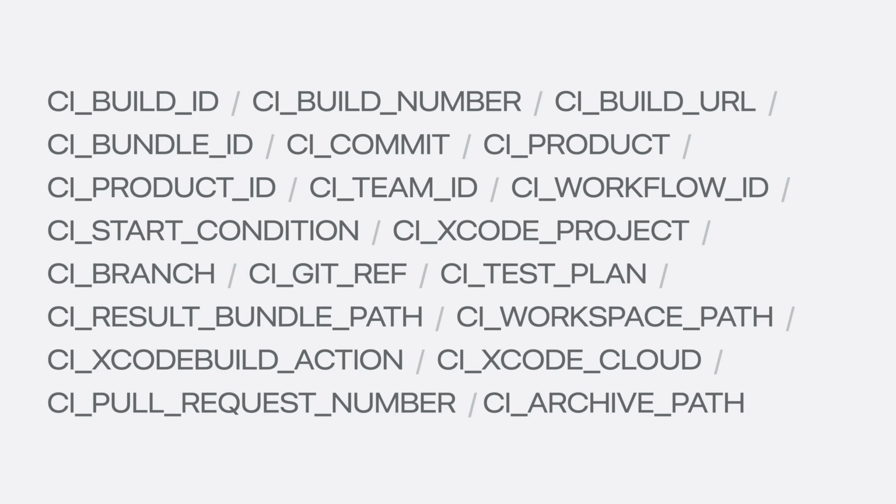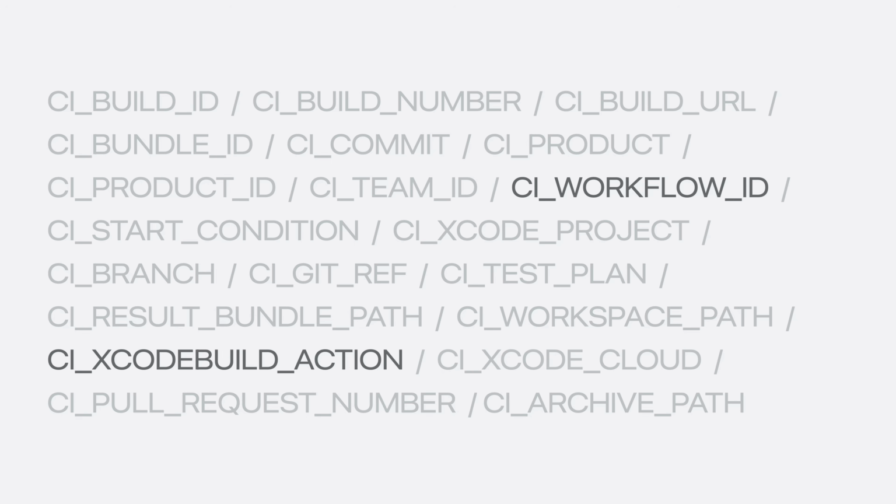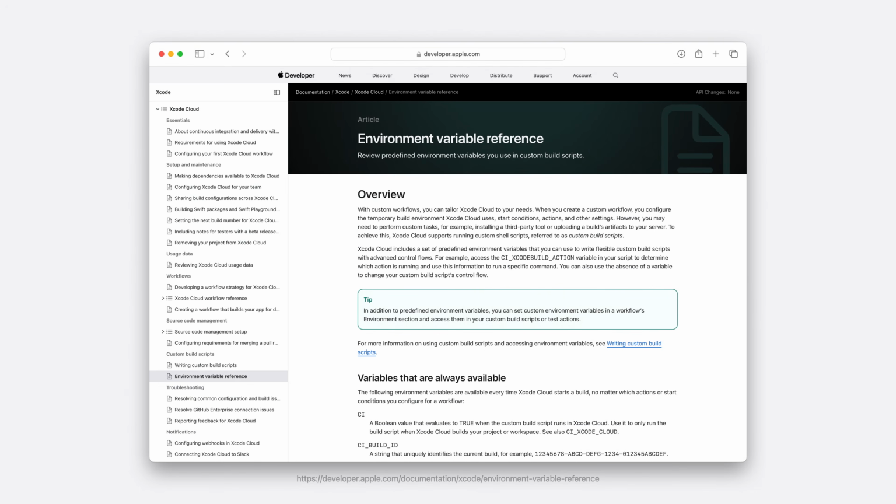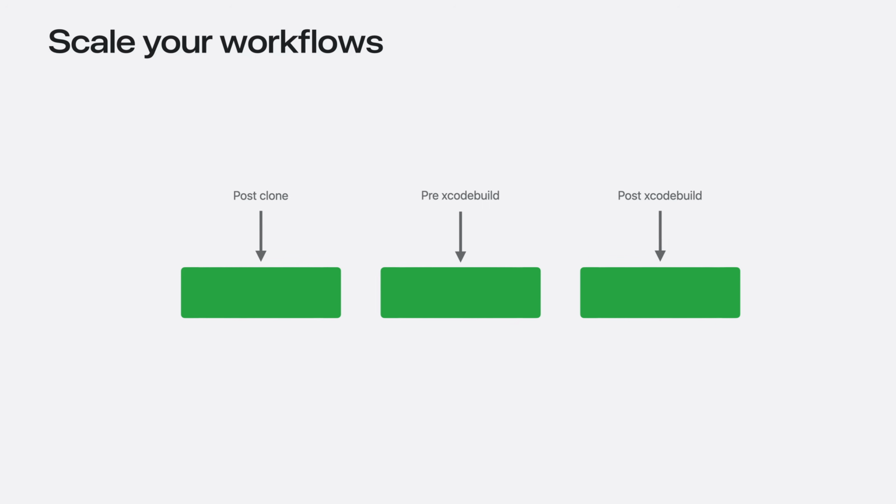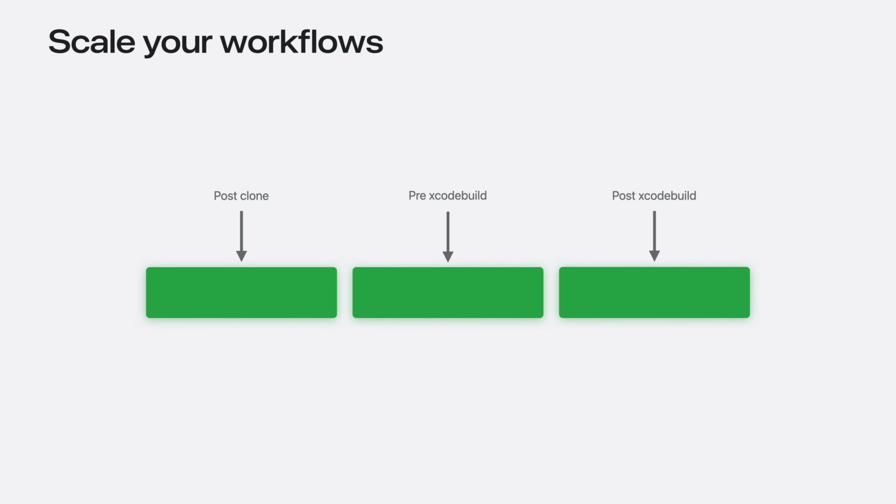All environment variables defined in your workflow, as well as environment variables provided by Xcode Cloud, are available to use in these scripts. Today, we'll use 2 of them in our custom script. To see the full list of environment variables you can use, head on over to the Environment Variable Reference page in the documentation. Xcode Cloud expects all custom scripts to be in a folder called CI_scripts in the root of your project. The script's file name determines the point in the build when it will be executed.